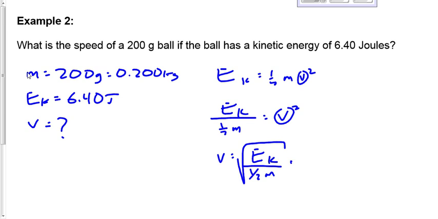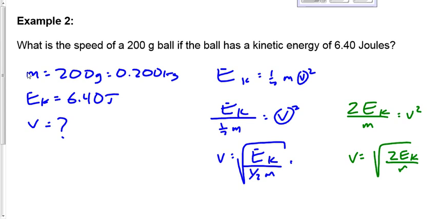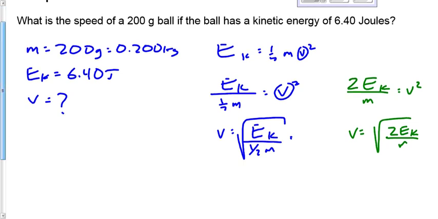Now, you could have done this a little bit differently. You could have said, take the half over by multiplying by 2, because that's the same thing as dividing by 1/2. It would become 2EK divided by m equals v squared, or v would be equal to the square root of 2EK over m. Exactly the same thing there. Doesn't matter which way you do it. EK is 6.40 over 1/2 of 0.200.